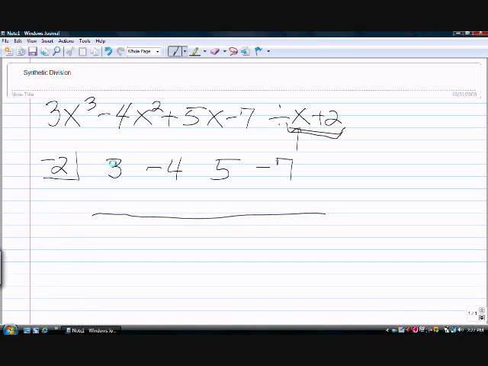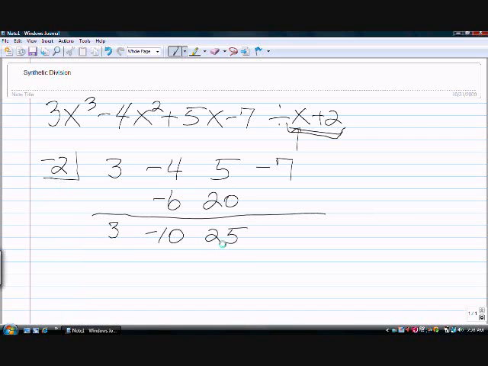The 3 we take and just write down right below the line. Then we take that 3 and multiply it by the negative 2 that's over here in the box. Negative 2 times 3 is negative 6. I put it right under the negative 4, the coefficient for the x squared. Now I add negative 4 plus negative 6, that's negative 10. Now I take that negative 2 again and multiply it by the negative 10. Negative 2 times negative 10 is positive 20. Now I add 5 plus 20 is 25.